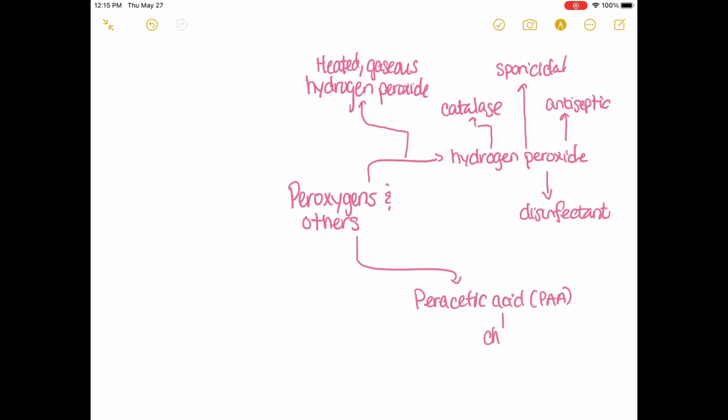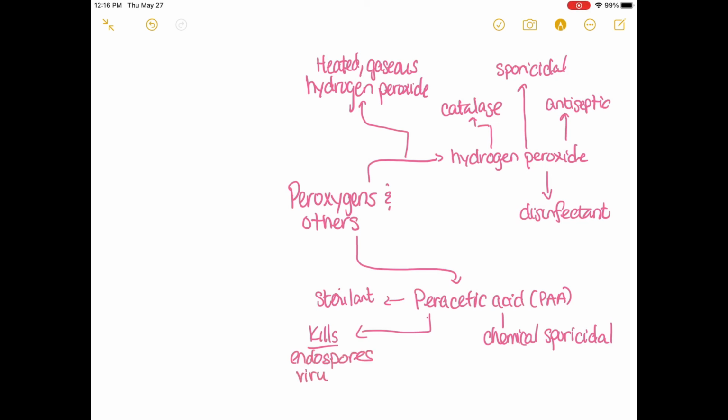Peracetic acid, or PAA, is a chemical sporicidal and can be used as a sterilant. It kills endospores and viruses within 30 minutes and vegetative bacteria and fungi in 5 minutes. PAA has a role in disinfecting food and medical equipment.